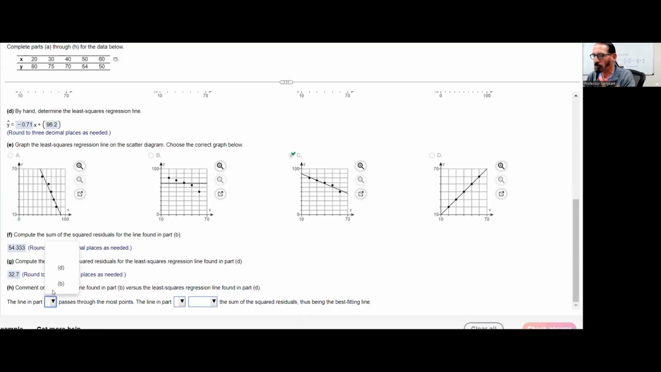And so the line in part B went through more points, but thinking about the overall set of data, what we have in part D has minimized the sum of the squared residuals. Therefore, that is a better fitting line.